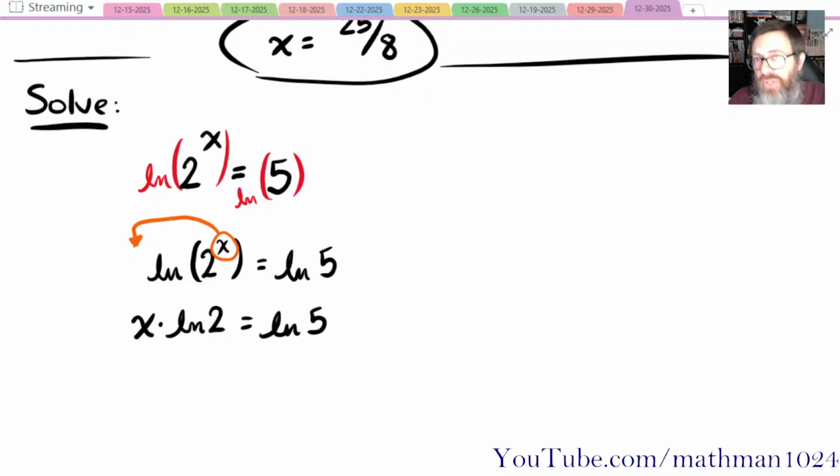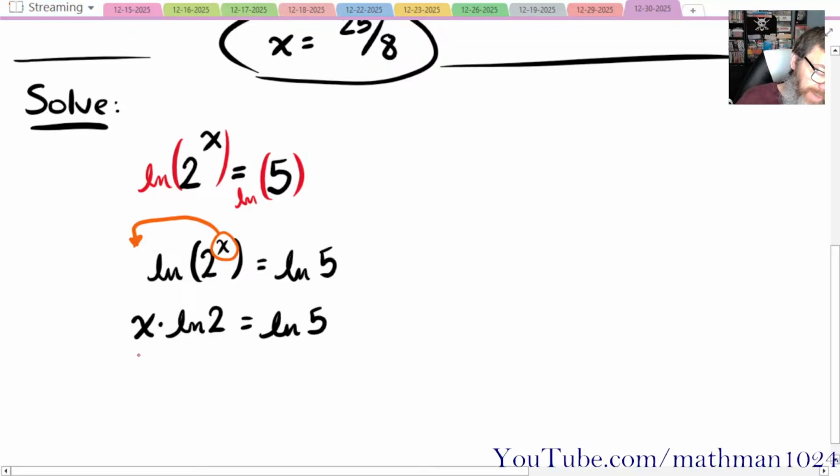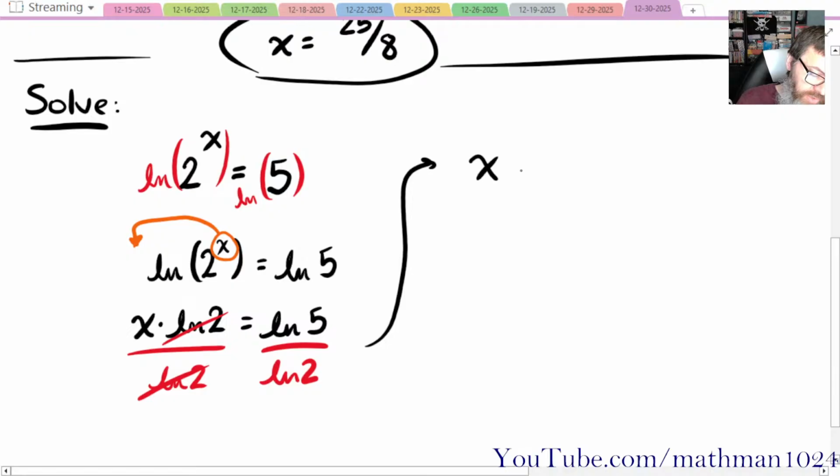Natural log of 5, we said, is just a number. So is the natural log of 2. So since we want to get x by itself, you divide by the natural log of 2. So these guys are going to reduce, and that gives us just x by itself is equal to the natural log of 5 over the natural log of 2.